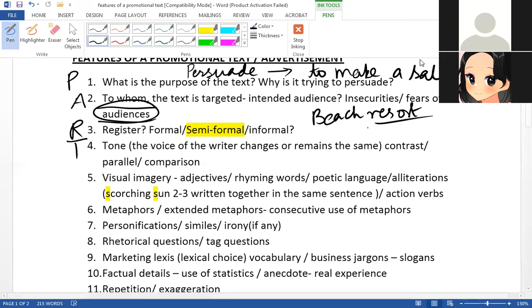Aisha, Shiza. Yes, beta. Beach resort. Who would be going to this place?